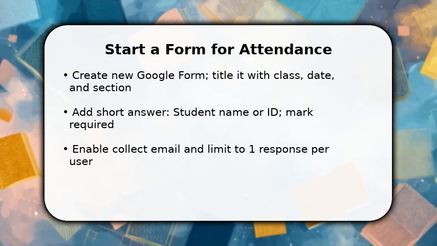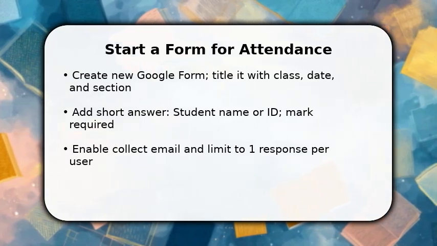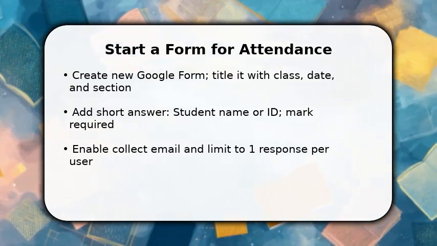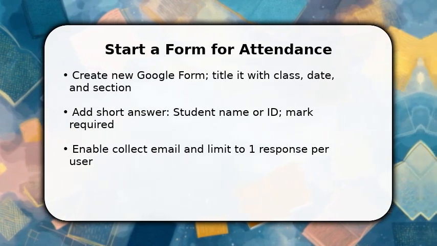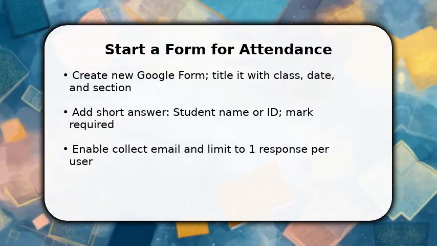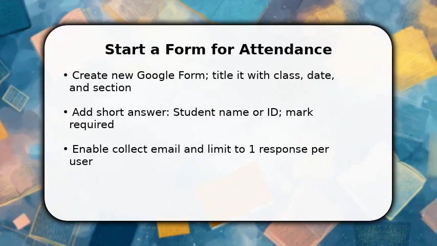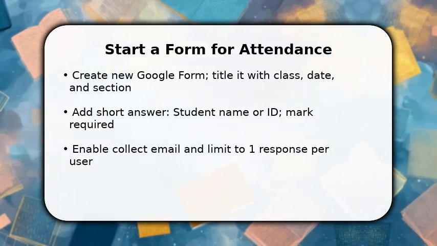You'll begin by opening Google Forms and creating a new form titled with course and date so records are clear. Add a short answer question for student name or ID and mark it required. This ensures everyone submits identifiable data.